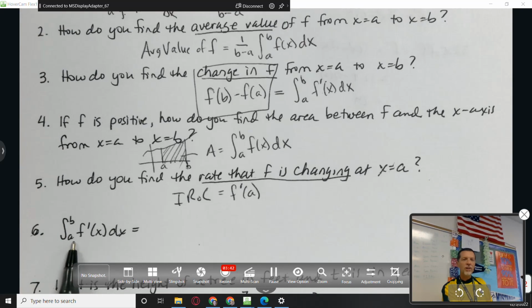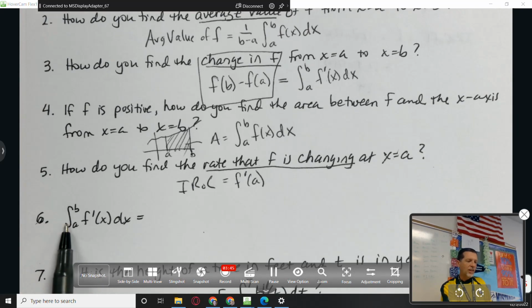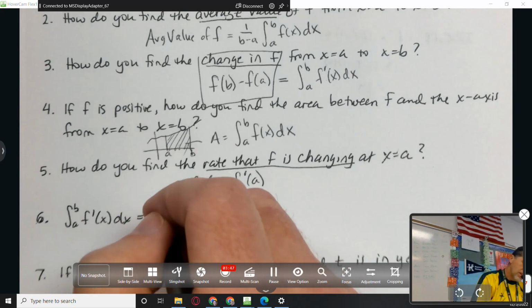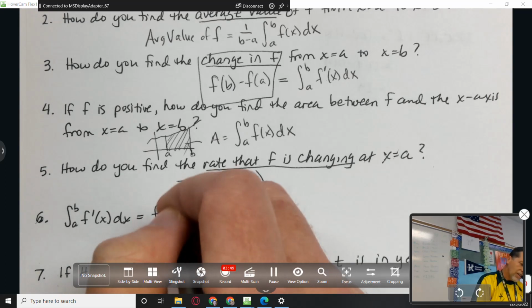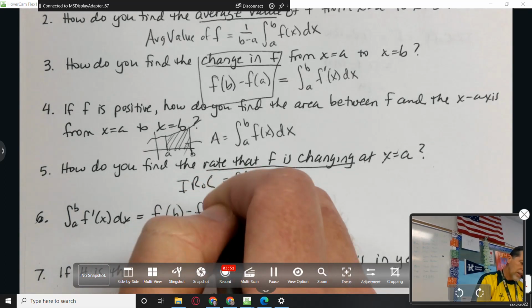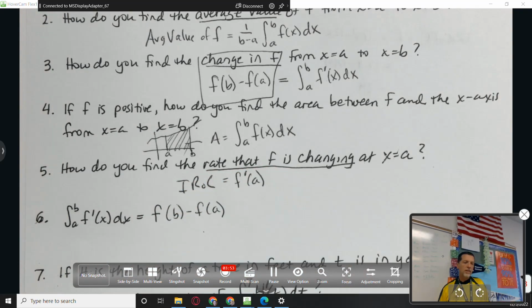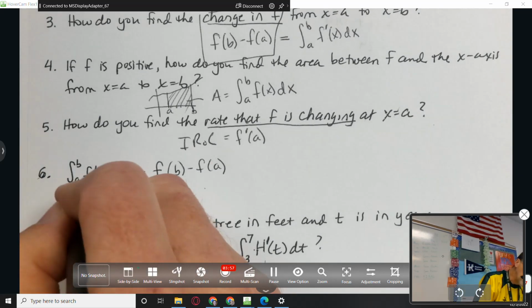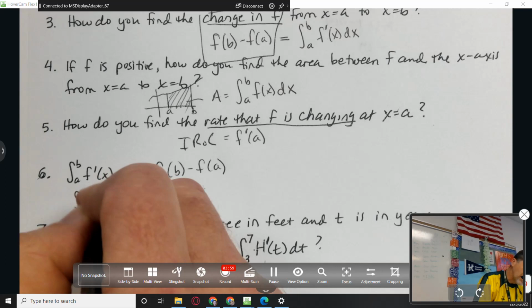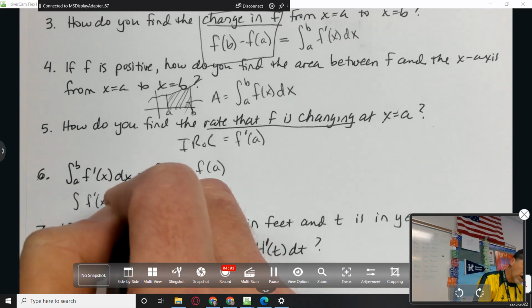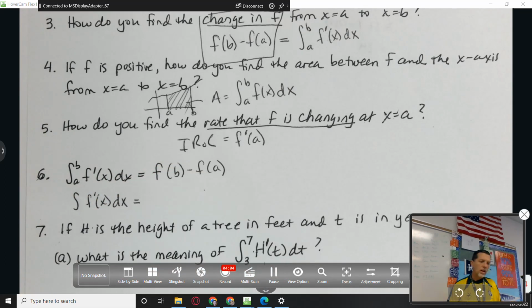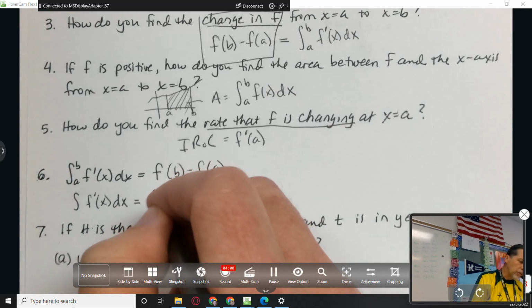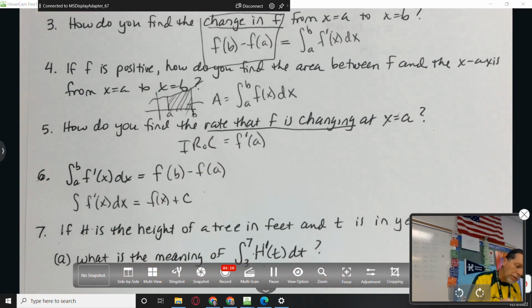Oh, we sort of already answered number 6. The antiderivative of f prime gets us back to f, and if we've got limits, f of b minus f of a. What if we didn't have limits? I add a little line here. The antiderivative of f prime, f of x plus c. So there's no limits to plug in, but we do need to have the plus c on there.